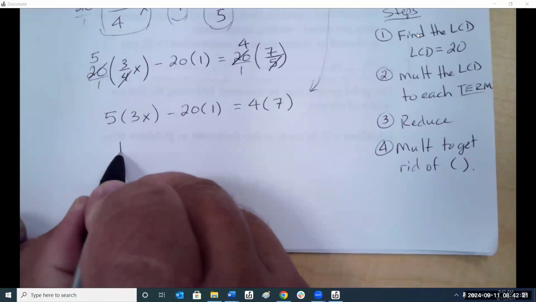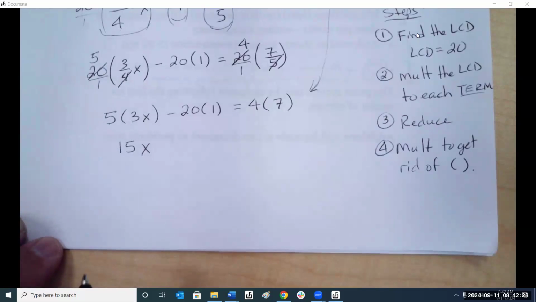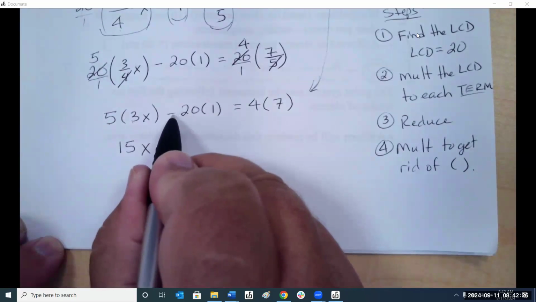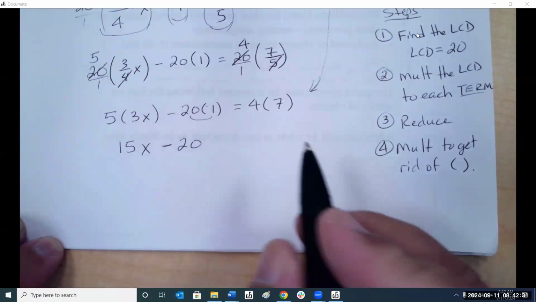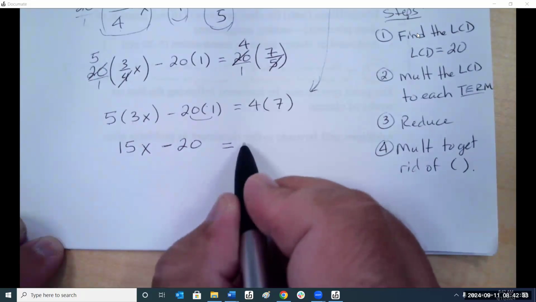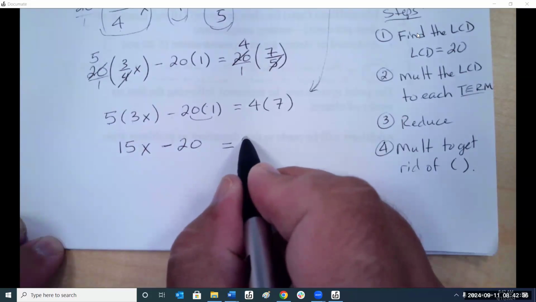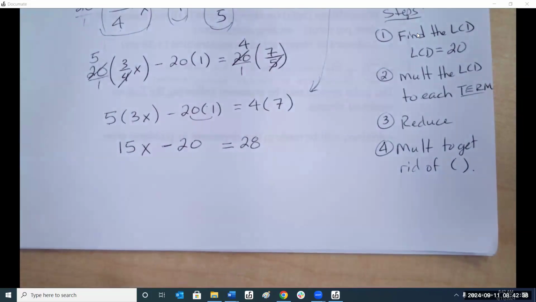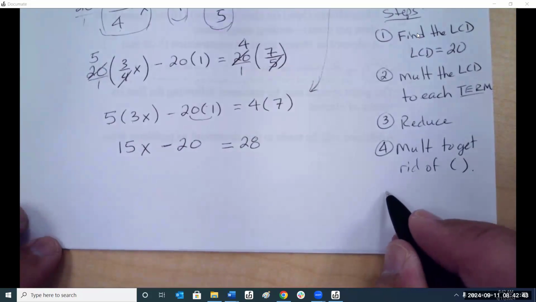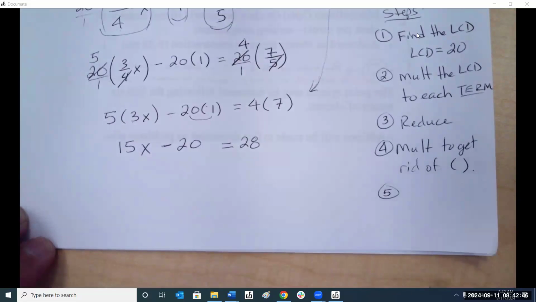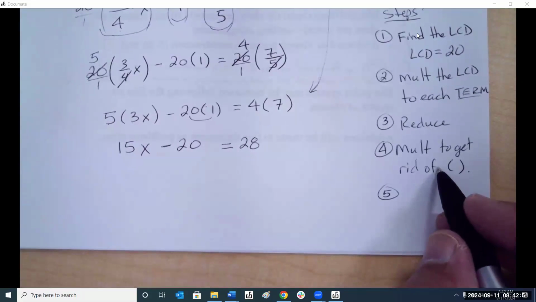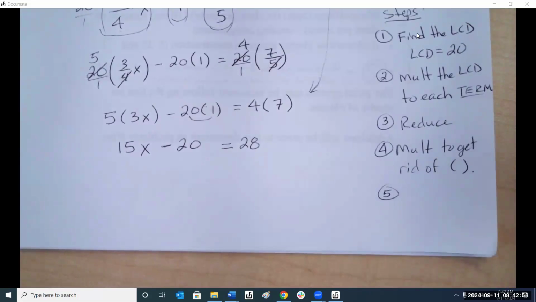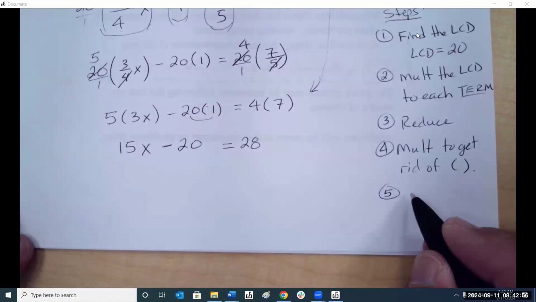5 times 3 is 15x. There's a minus, so negative times positive is negative 20 times 1 is 20. Equals positives, 4 times 7, 28. And the last step, good. Whenever you get rid of parentheses, the first thing you should always do is combine like terms. Always.